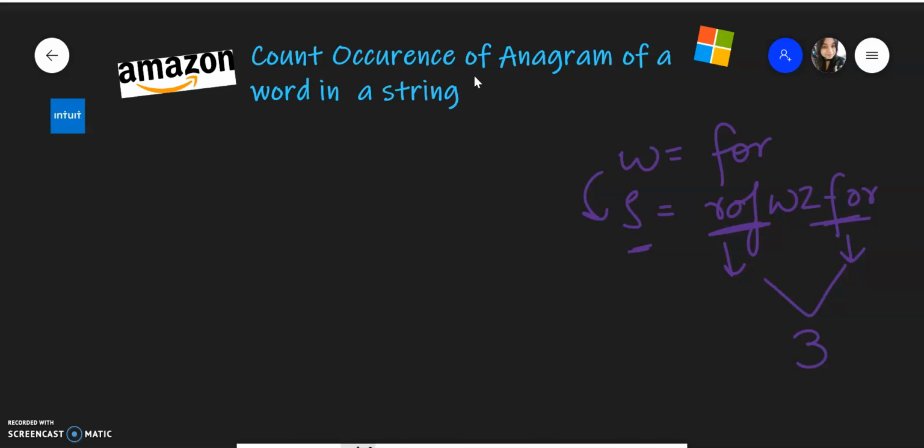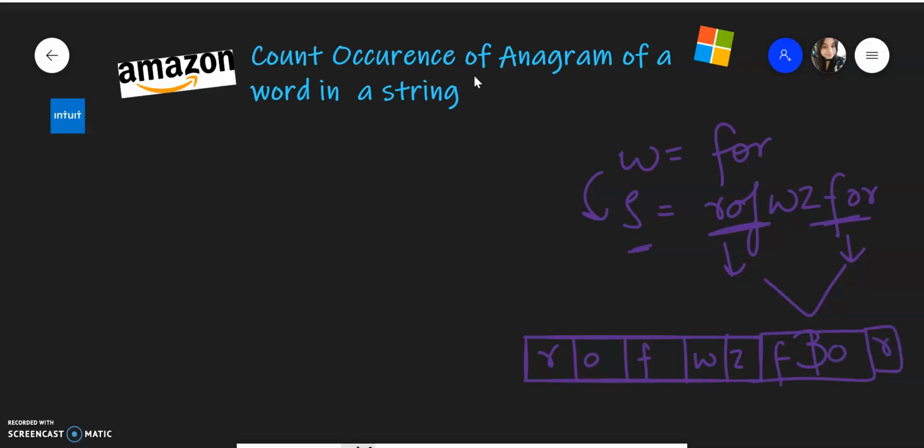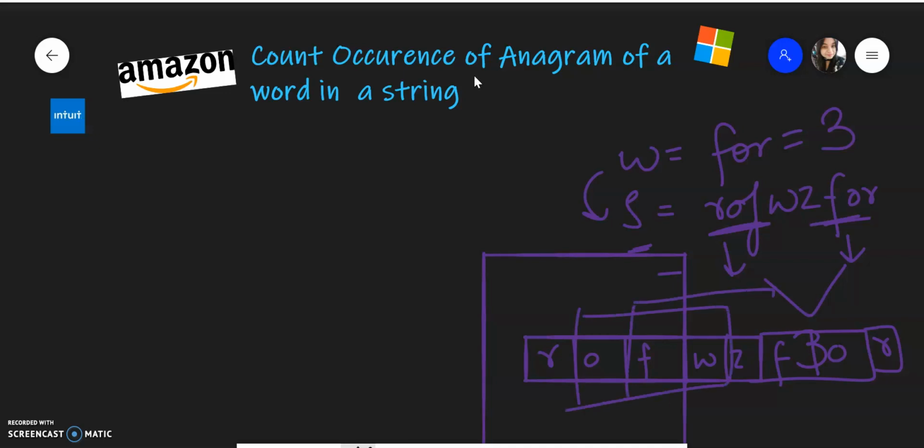This question is somewhat of a sliding window concept we'll be using. So suppose this is our whole string, right? R, O, F, W, Z. Then FOR, right? First of all, because this word is of length 3, we'll check it with the first 3 positions to see if this leads to an anagram or not. Then we'll shift this window one by one, because we always want to check it with 3 positions.